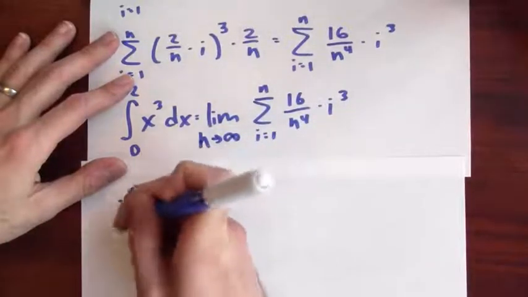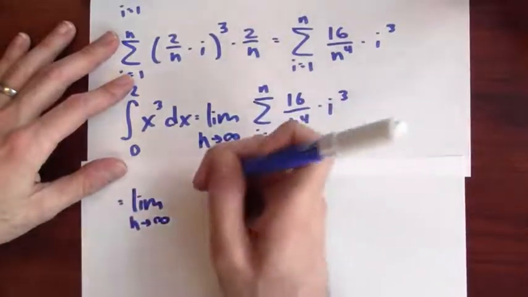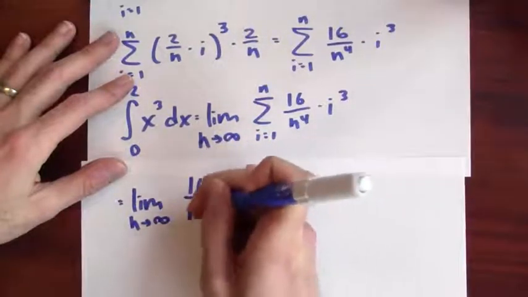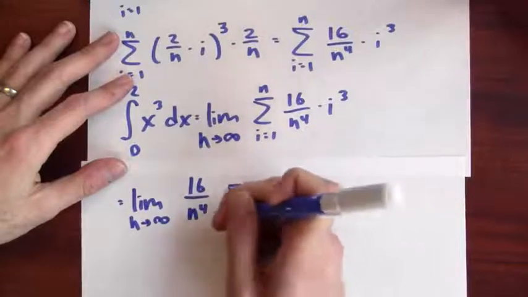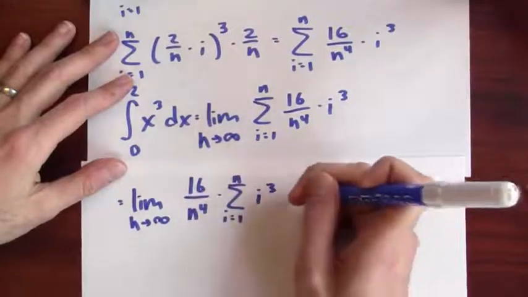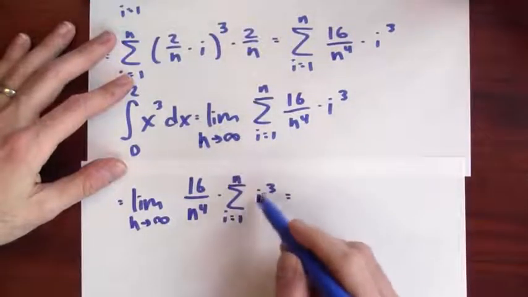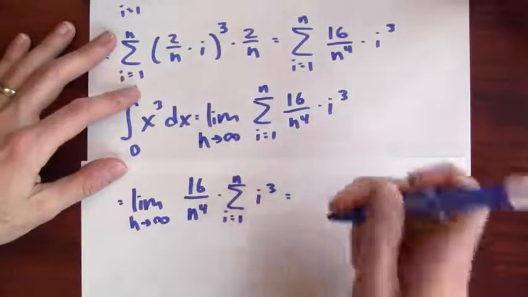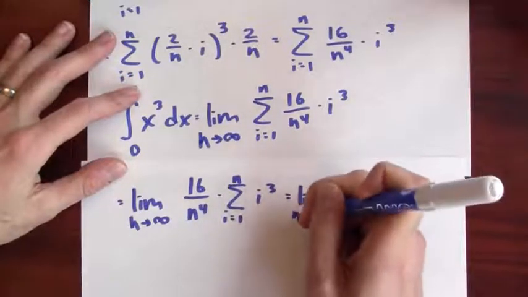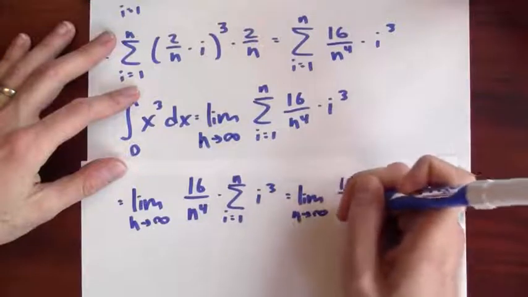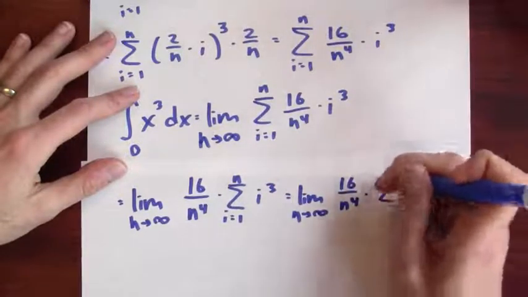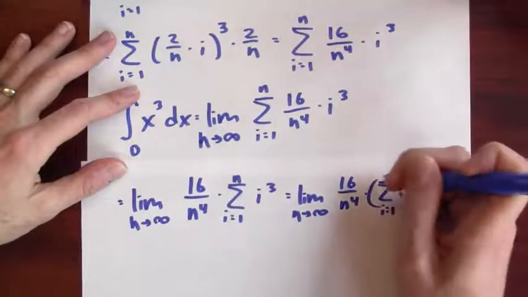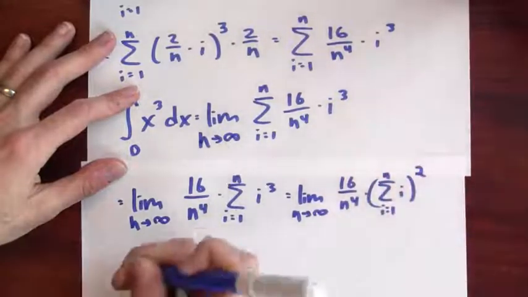So this is the limit as n approaches infinity of 16 over n to the 4th times the sum of i cubed, i goes from 1 to n. And now I happen to know what the sum of the first n cubes is. And I can use that formula that we got from before. That's the same as the sum of the first n whole numbers squared.